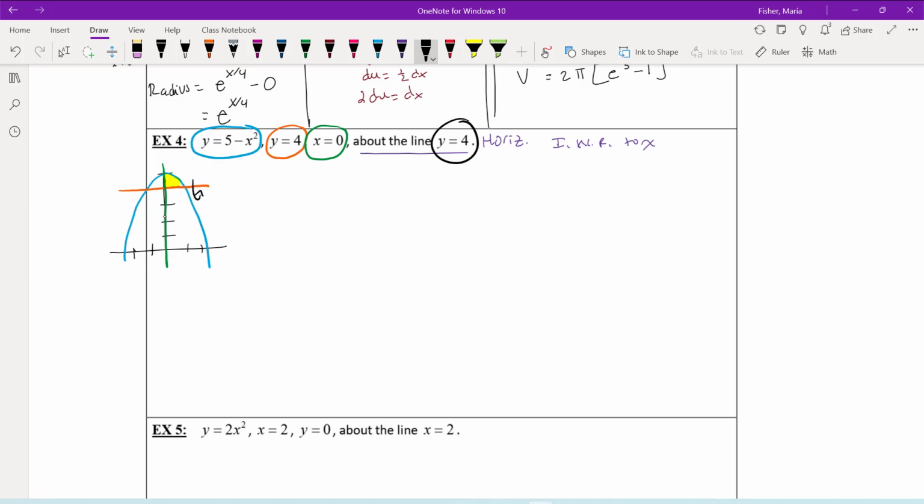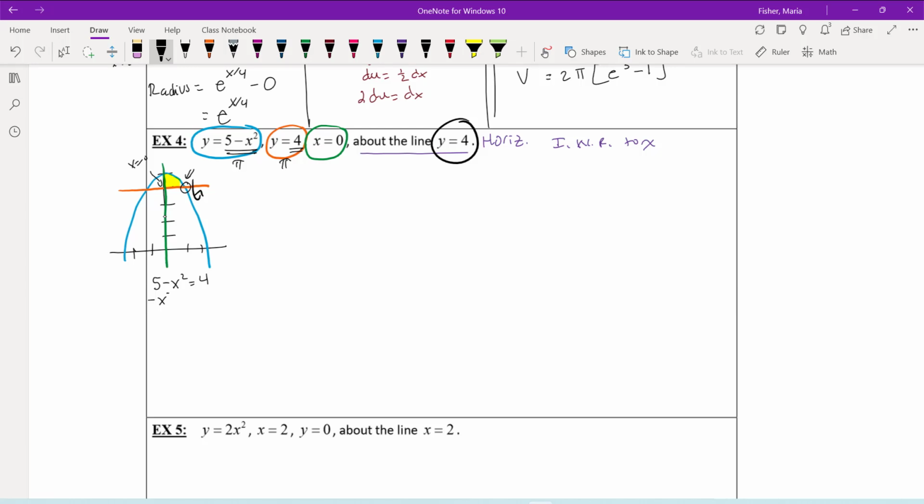So I'm looking at this and I need to figure out what my limits of integration are. Well, I can tell that one of them is 0. That's easy to see. But the other one I'm not sure about, but it is where the blue intersects the orange. So to find this point right here, I need to set those two equal to each other so that I can find what that value of x is. Where does 5 minus x squared equal 4? So where does blue equal orange?